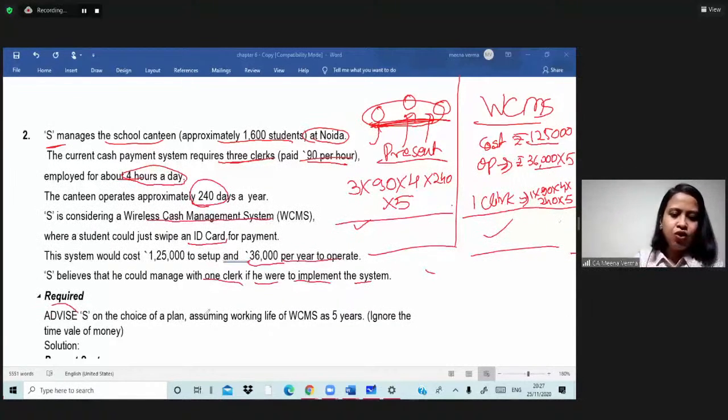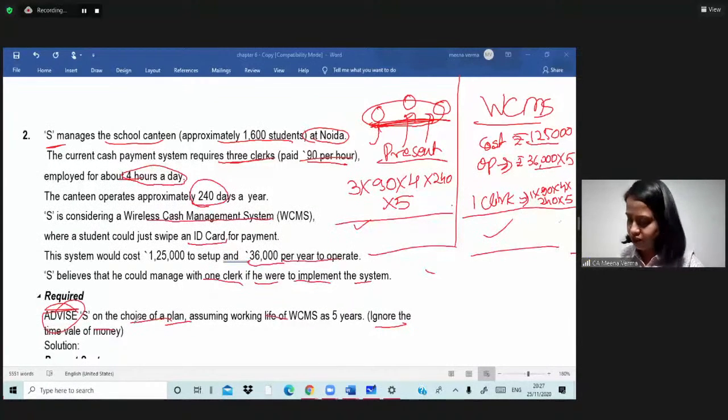Advise on the choice of plan, assuming the working life is this. You have to ignore the time value of money. Tell me the answer. I'm waiting for your answer. Quickly tell me. Yes, you can solve this with the incremental cost approach also.